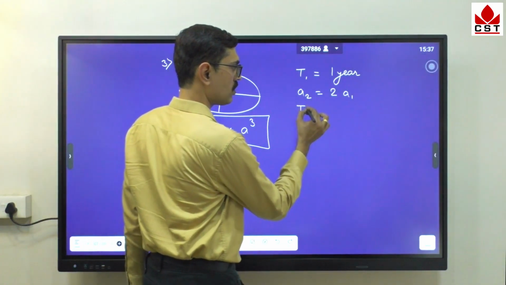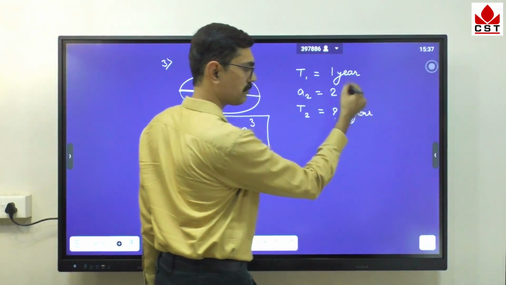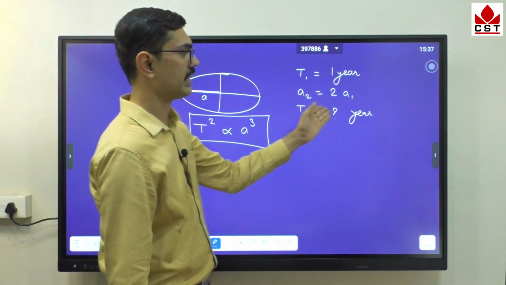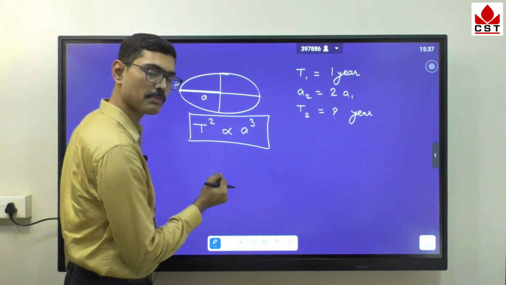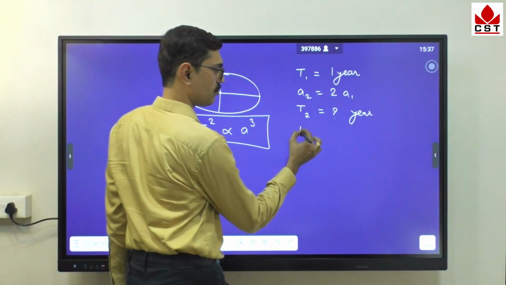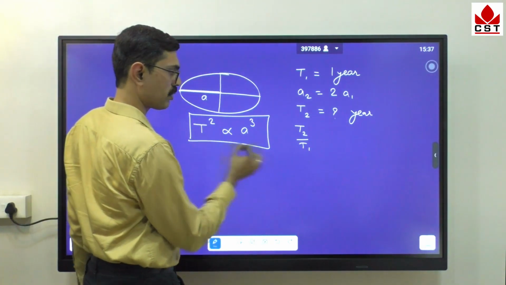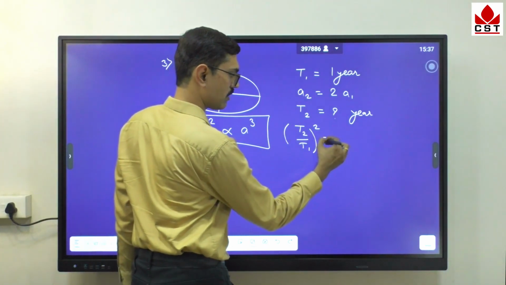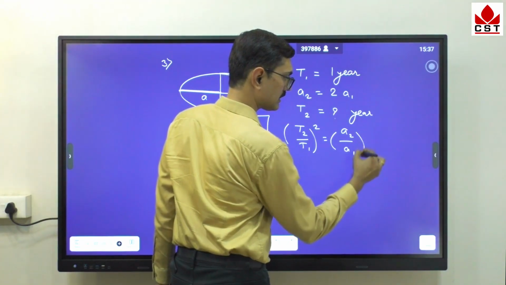Means we have to find what is the new time period in years, or we can multiply it by 365 to get it in days. So what is the basic relation? T square is directly proportional to a cube. So we will have (T2 upon T1) squared is equal to (A2 upon A1) cubed.